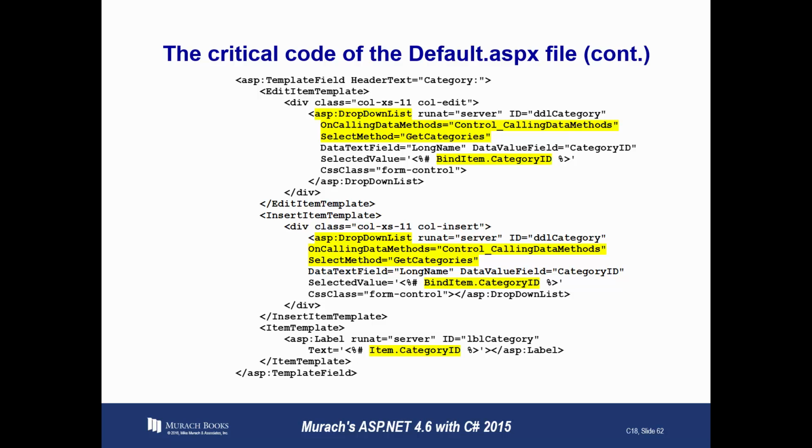All right. Now we've also got the edit item and insert item templates. They also use a drop-down list for the category field. Like the grid view and the details view controls, they use model binding. In fact, they use the same event handler for the calling data methods as the other controls did.